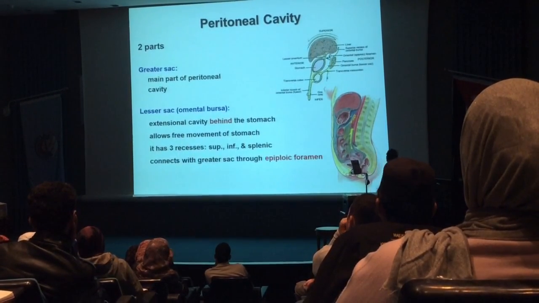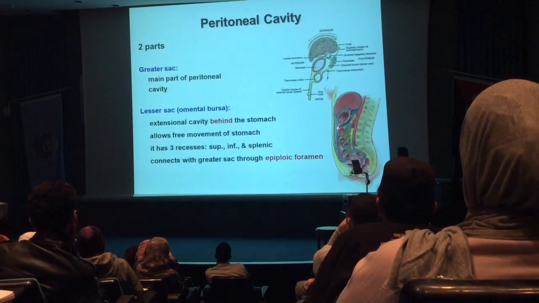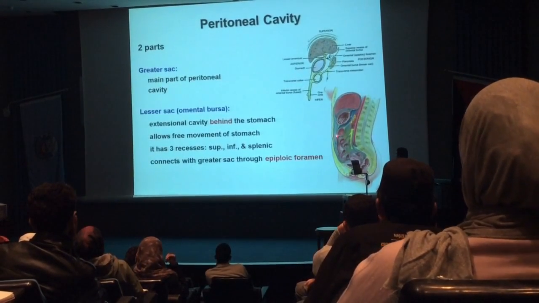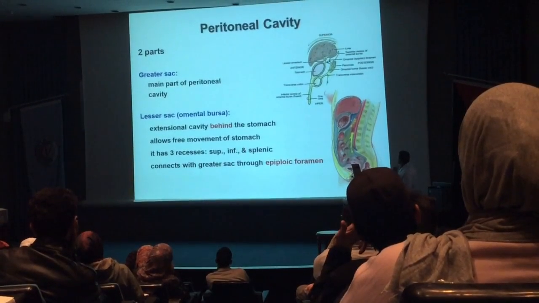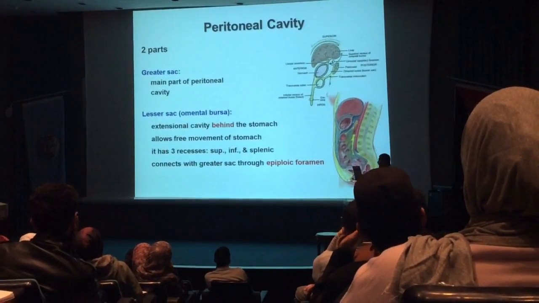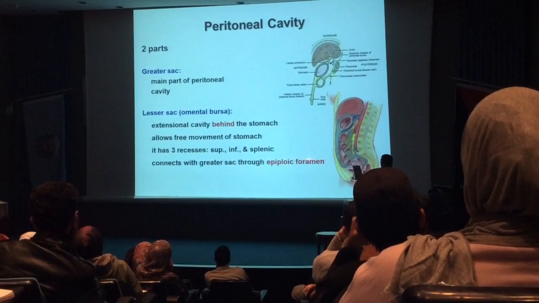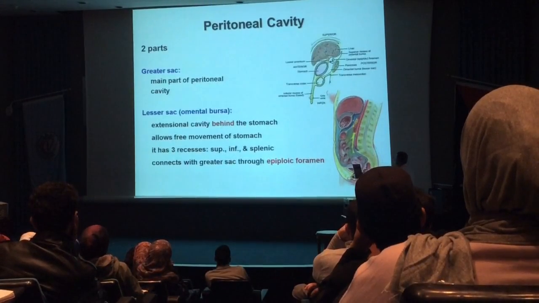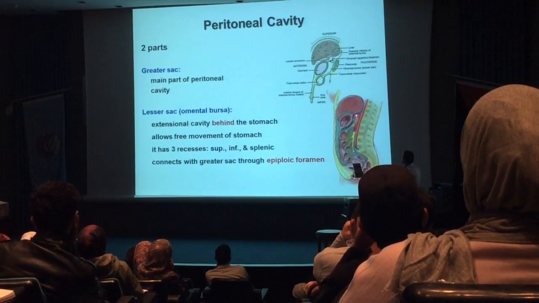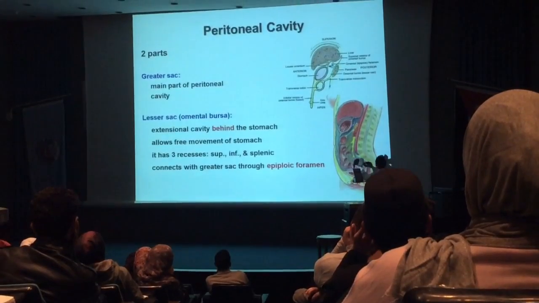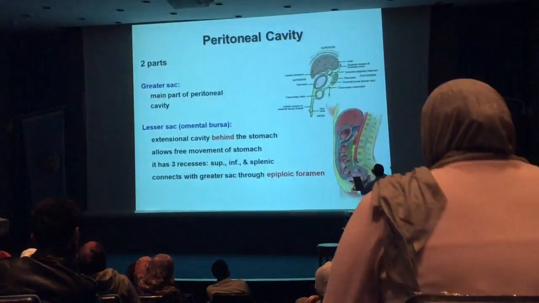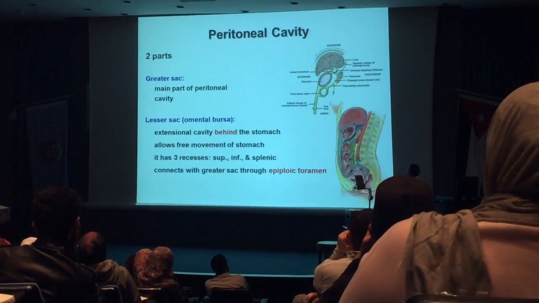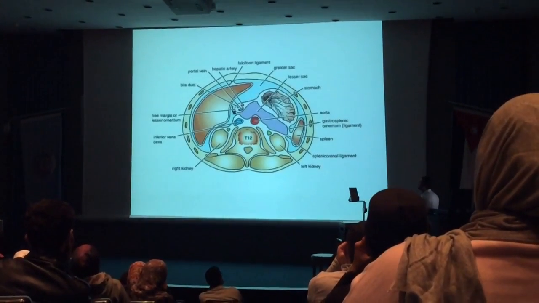It has several recesses. If you look at it, it expands inferiorly. We'll speak about it later on. Inferior recess, another one behind the liver superiorly, superior recess. We will speak about them. It connects with the greater sac through what we call the epiploic foramen, which is this one. This is the opening where we take the sac and expand it like this here. Okay, so this is the epiploic or omental foramen or foramen of Winslow.